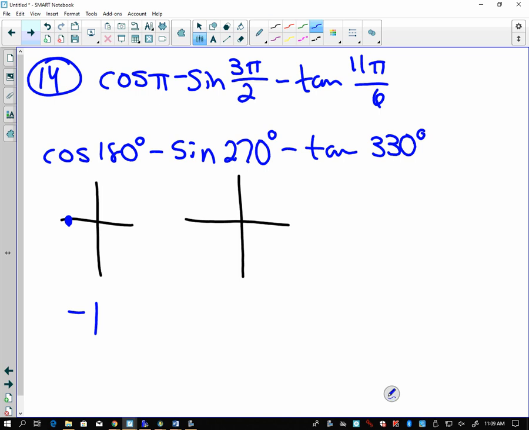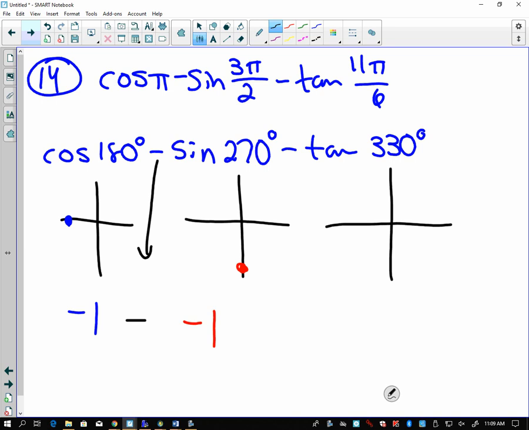All right, down here, we have sine 270. Well, that should be right there. What is sine at 270 without using your calculator? What does sine represent? Is it the x-axis or the y-axis? Y-axis. Where is that position on the y-axis? -1, okay? But don't forget to bring down your operation, right? So far I've got -1 minus -1. Then we have tangent 330.